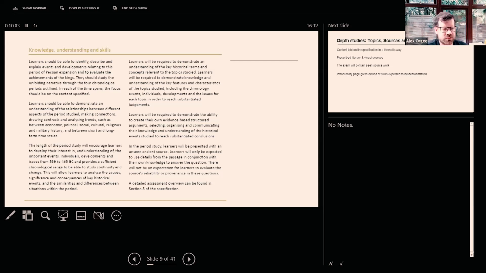I did say that there is an unseen source element in the assessment of the period study, and the penultimate paragraph in the specification that I've got up on the screen states what we expect students to do with that. Learners are only expected to use details from the passage in conjunction with their own knowledge to answer the question. So what inferences can they draw out of that source, supplementing that with their own knowledge to answer the question set? Given it's an unseen source, there will not be any expectation for learners to evaluate the source's reliability or provenance in those questions.